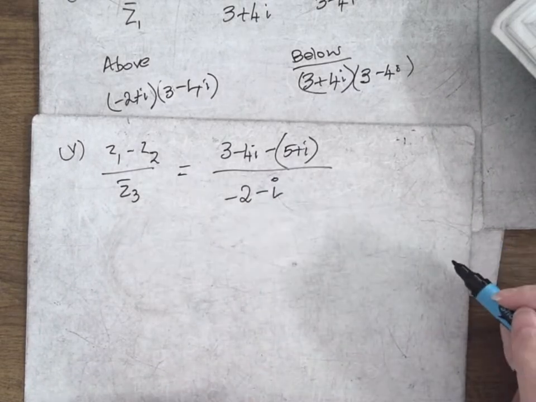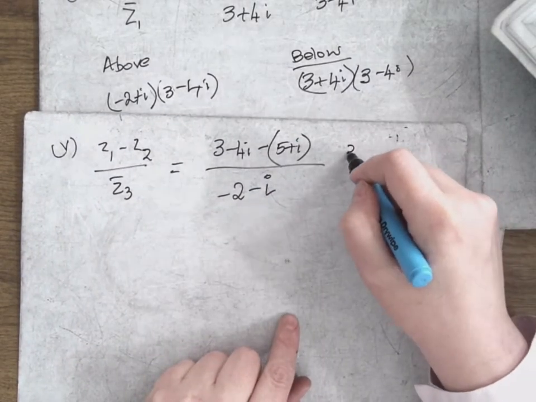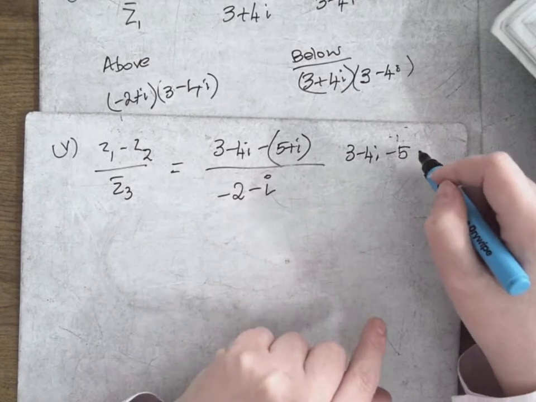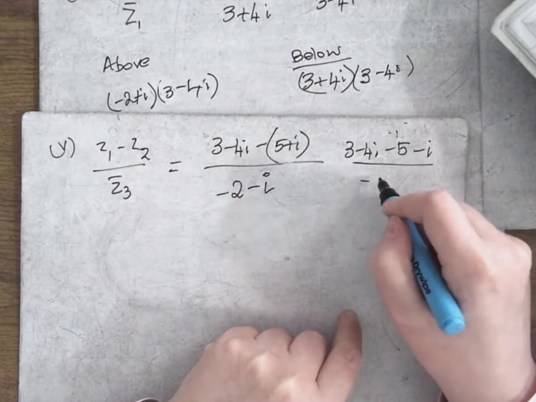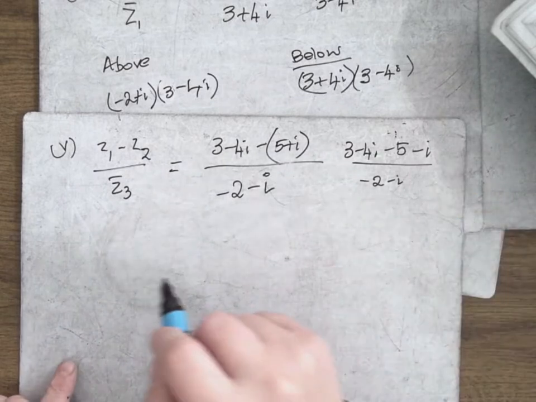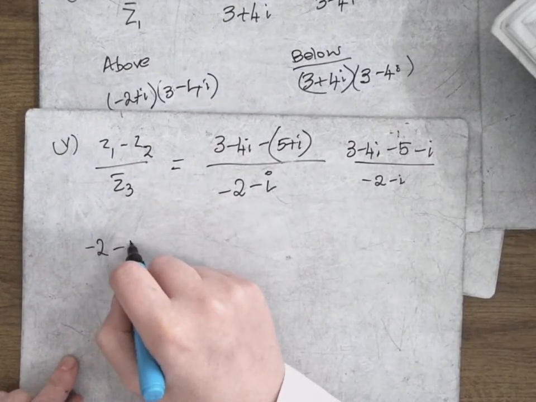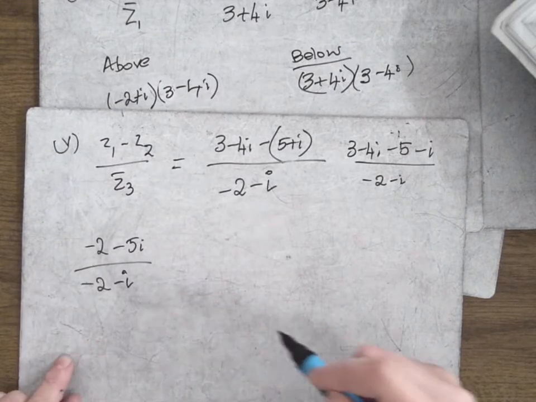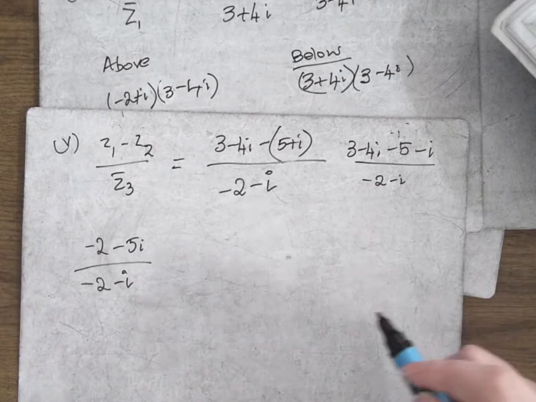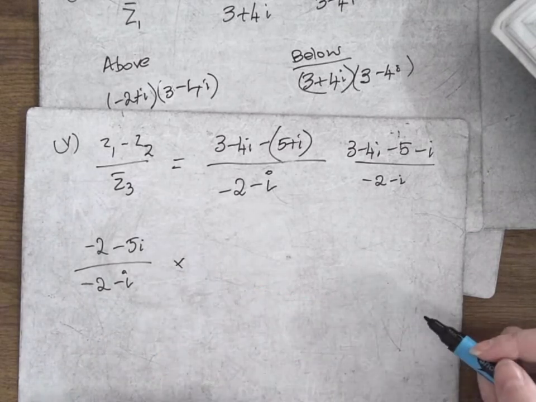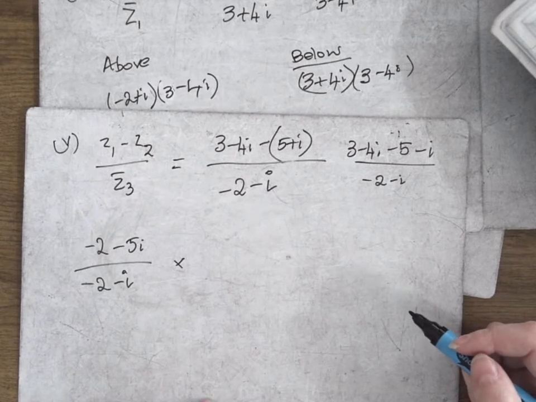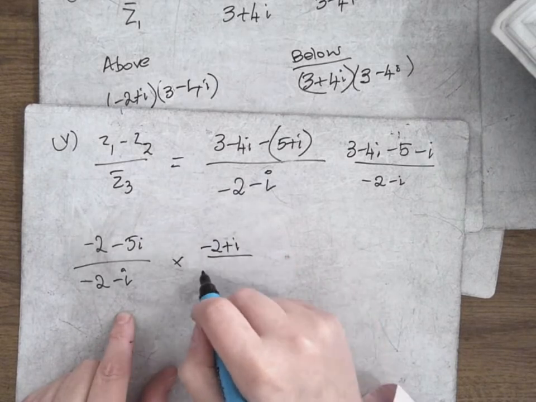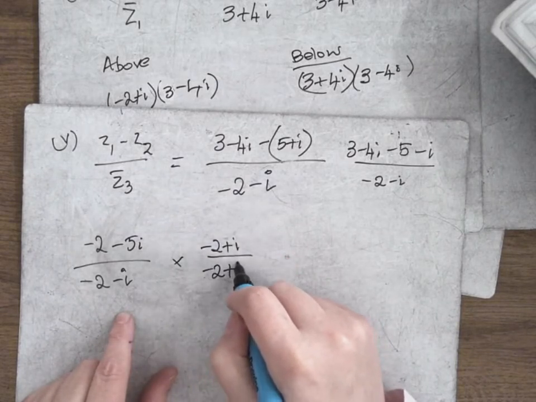Is that alright? Okay, starting on top, that's 3 minus 4i minus 5, and that becomes a minus i, all over minus 2 minus i. So tidying up on top, it's minus 2 minus 5i all over minus 2 minus i. Okay, so then that's your division. So you must multiply above and below by the conjugate of what's below. What's the conjugate of what's below? Minus 2 plus i. So you multiply above the line by minus 2 plus i, and you multiply below the line by minus 2 plus i.